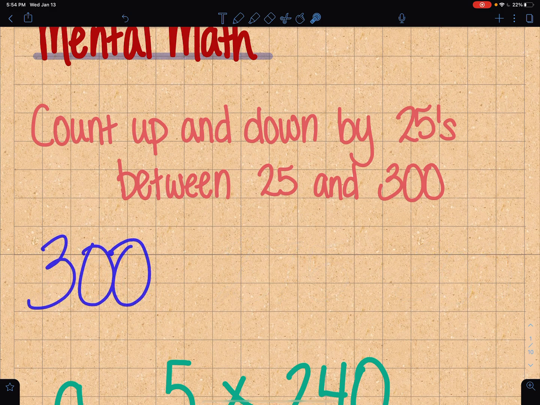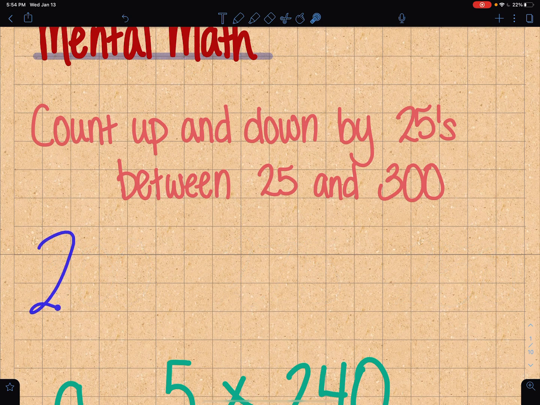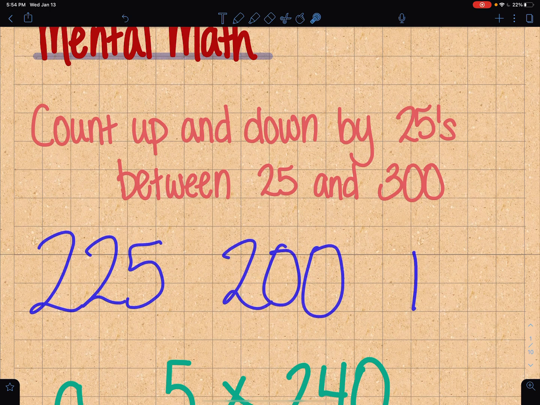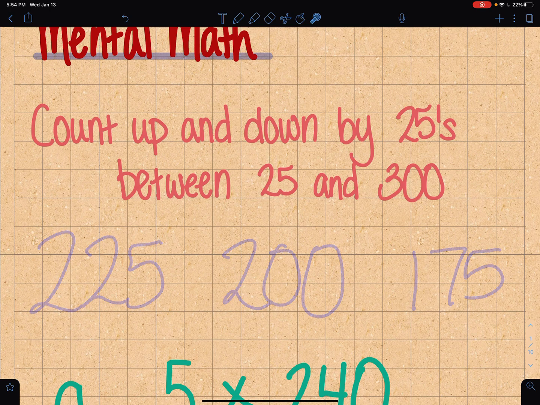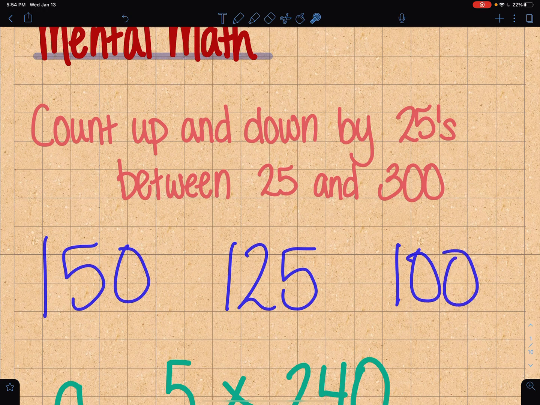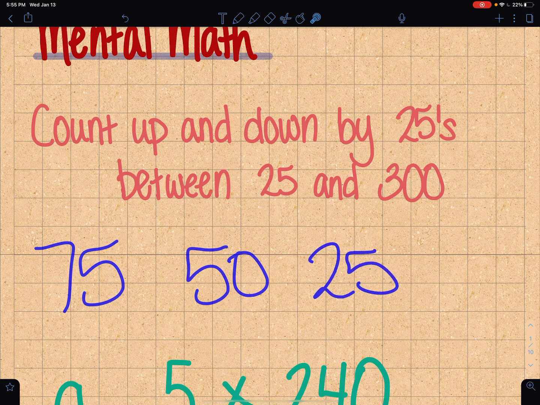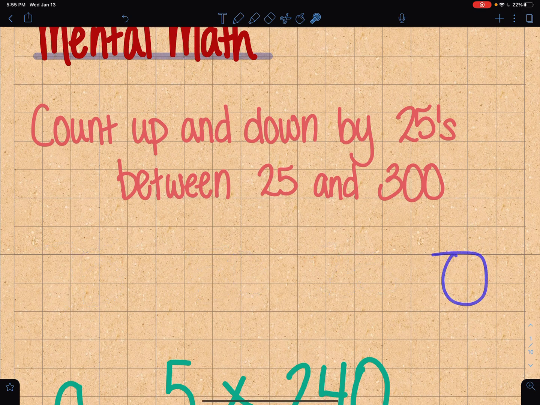Now we're going to go backwards. 300, 275, 250, 225, 200, 175, 150, 125, 100, 75, 50, 25, and I guess 0 if you want to go all the way to 0.